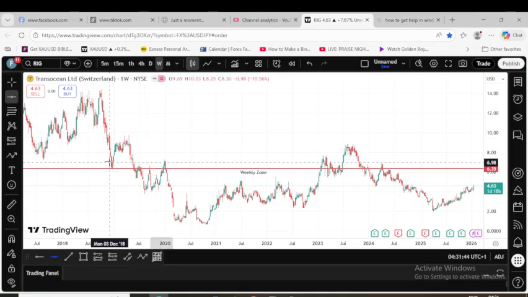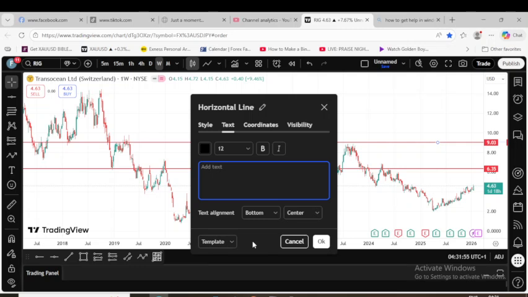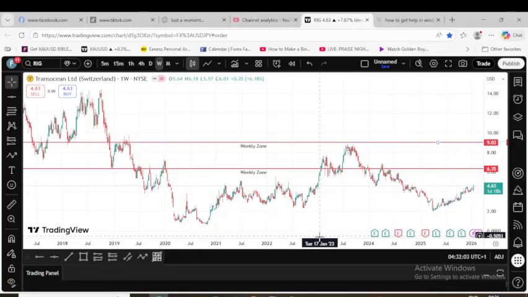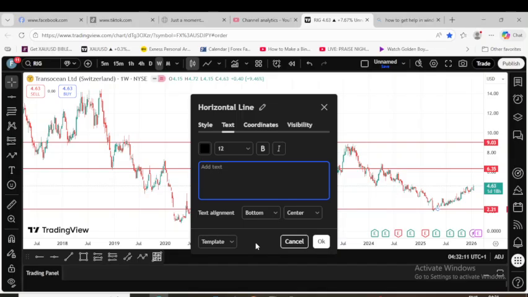We have another zone here, because as you can see, price has turned this level from resistance to support, and resistance to support, multiple times. So this is our weekly zone. This is another weekly zone. We have another zone here. This is another weekly zone.